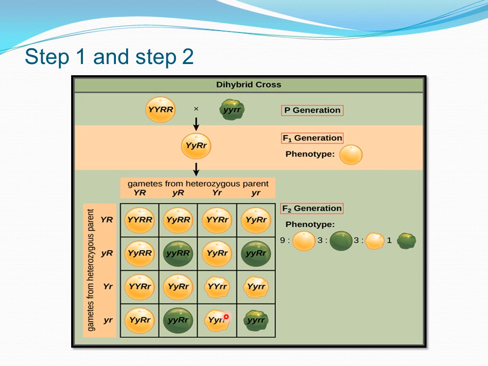So now there were yellow round, yellow wrinkled, green round and green wrinkled. All the characters are mixing here. The ratio of the dihybrid cross was 9:3:3:1. The dihybrid cross ratio was 9:3:3:1.